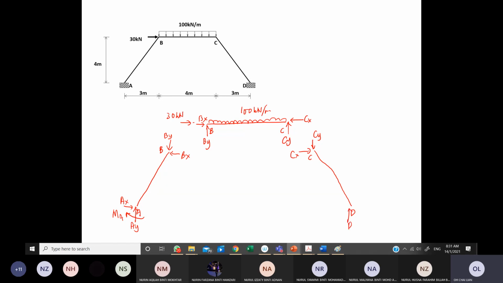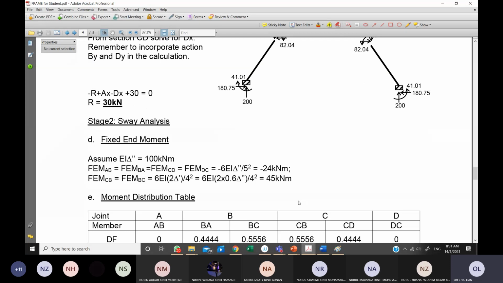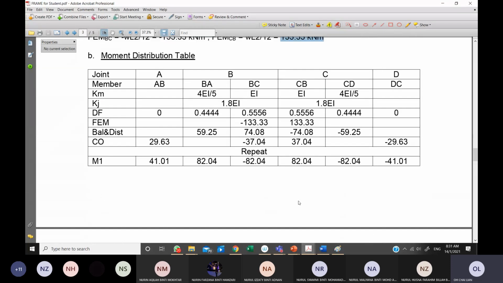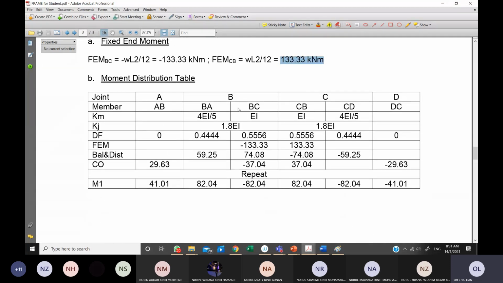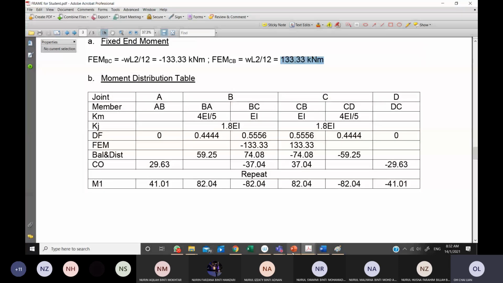Then we have DY, DX, and then we have MD. So now I would like to put in the M. This M, A, B, C, D, we can take it from the table. So the table M1. Let me open it here. This is a moment distribution table for M1. If you can see that, we need this value. I'm going to print screen this one to take it in the page.